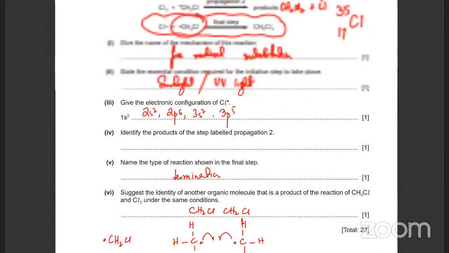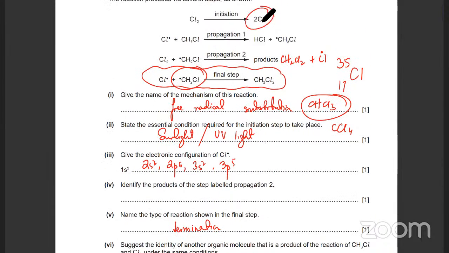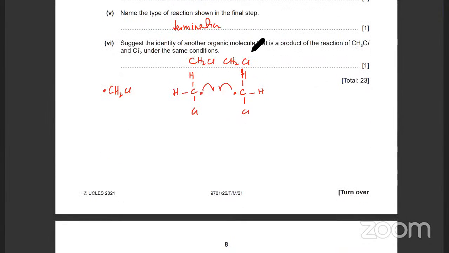You could just change the number of Cls. CHCl3 could be a product because the Cls will continue to substitute in every propagation step. You could have CCl4 as the product as well. The number of Cs would remain constant. The hydrogens will continue to get displaced. Is this clear? No, sir, could you explain again, please?